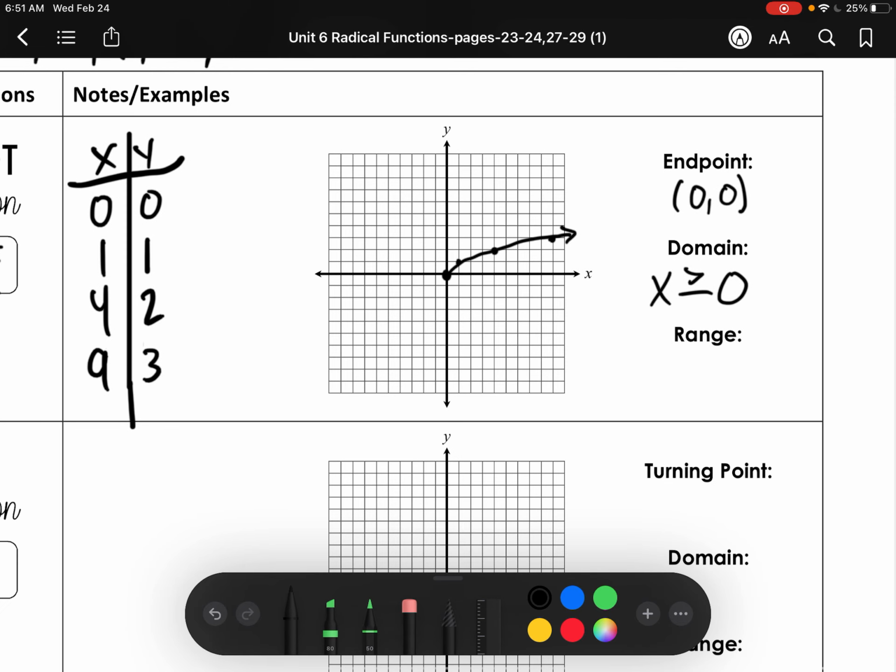Into our function. Now our range refers to our y values. Since we can only get one output for every input, and we're only going to be using the principal root, which means the positive roots, we're only going to have positive y values. So our range is also going to be y is greater than or equal to 0, because you can't have -1, -2, or -3 as your outputs.